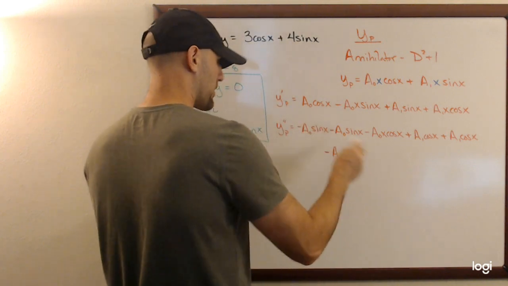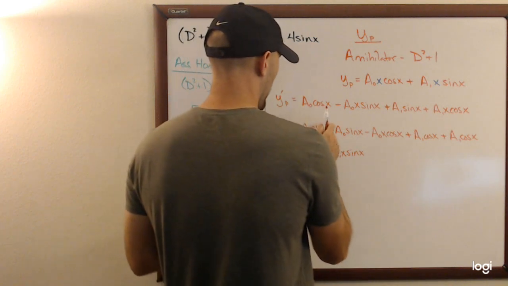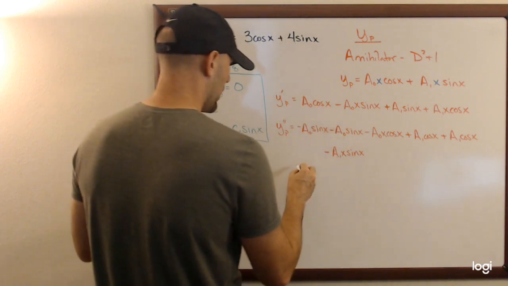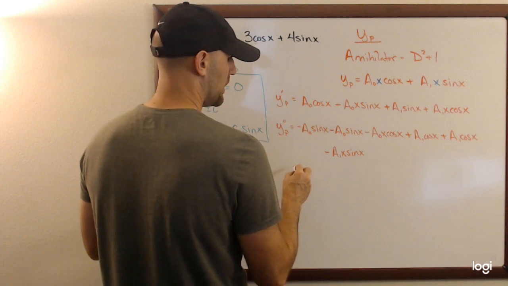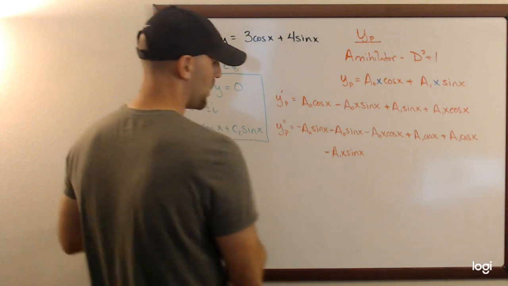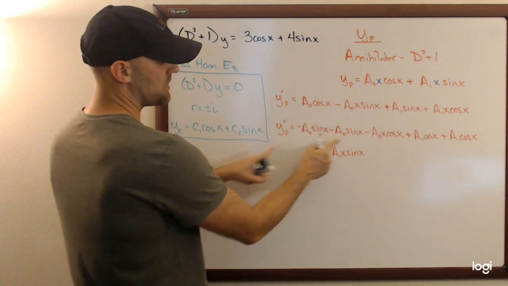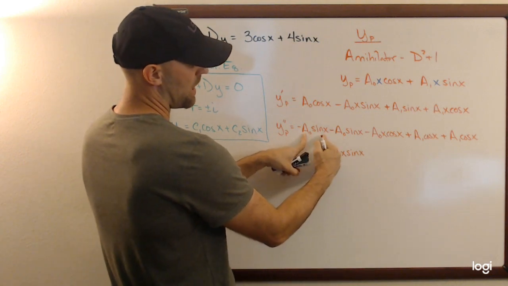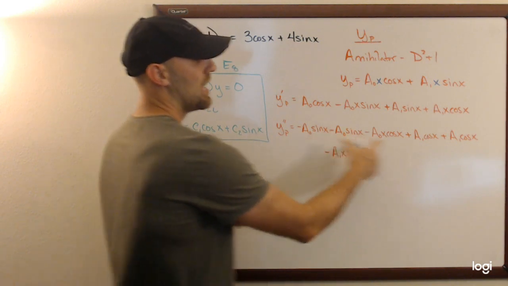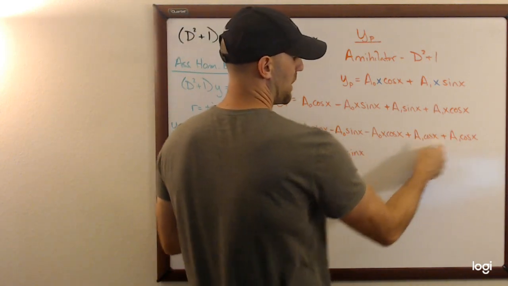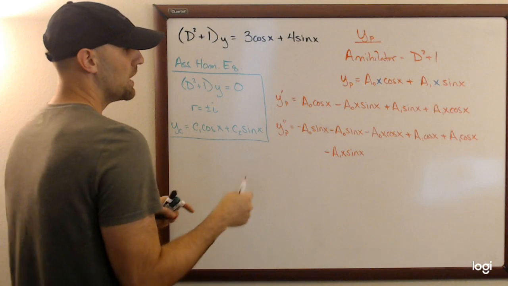Now I've got some like terms here, and I'll combine those. Well, I'll combine them once I substitute. I'm kind of running out of board space, but see that I've got negative a naught sine x and negative a naught sine x. That's going to be negative 2 a naught sine x, and the same thing here, right? So these things can be combined. These two will be combined. Let me actually substitute it.